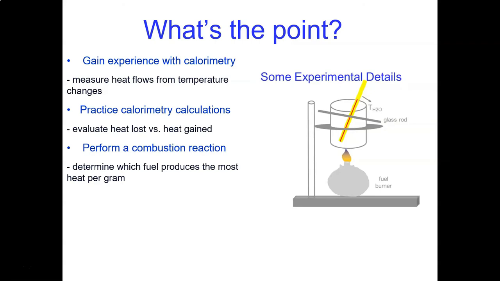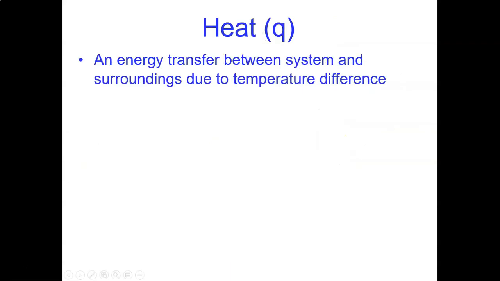In this lab, we will try to get experience with calorimetry. We measure the heat flows from the temperature changes. We practice calorimetry calculations, evaluate the heat loss and heat gained, and we perform a combustion reaction to determine which fuel produces the most heat per gram. Here we have a setup. We will burn some fuel and calculate the change in the temperature of the water on the top. And based on the change in the temperature, we use the calorimetry equation to calculate the heat of combustion for the fuel. First, let's review some basic concepts.